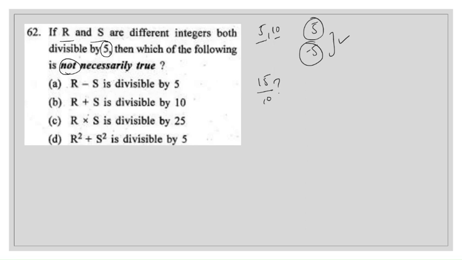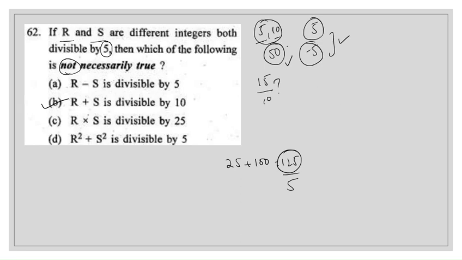Now let us look at the other two conditions. R multiplied by S is divisible by 25. The product of these two numbers, that is 50, is divisible by 25. So this condition is also fulfilled. The last condition says R square plus S square. R square will be 25 and S square will be 100, so it will be 125. Even this is divisible by 5, as the condition says, which means just this second condition is not being fulfilled. So this will be our answer to this question.